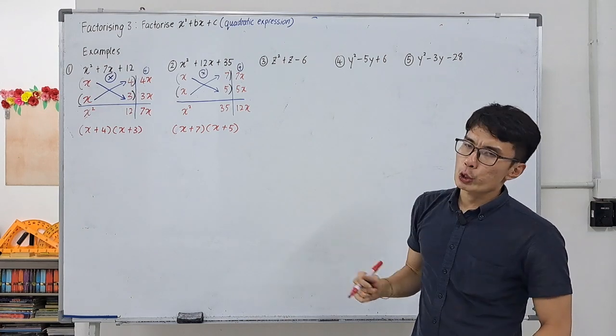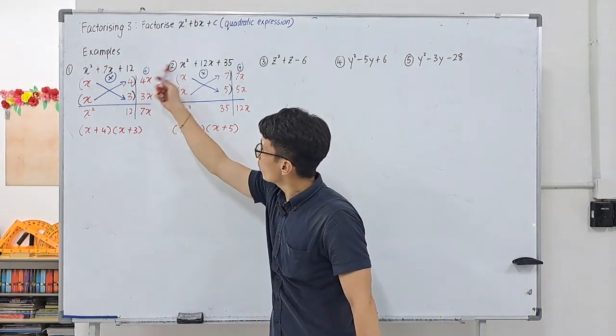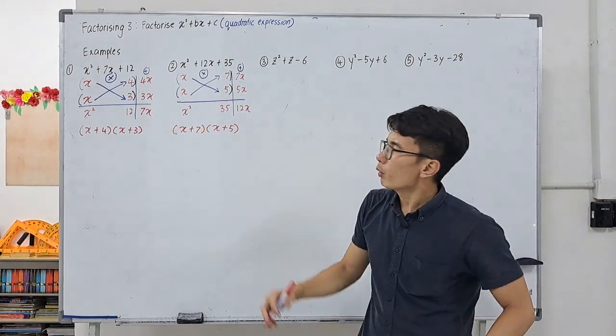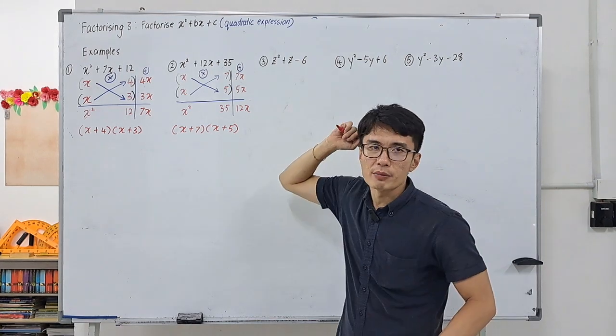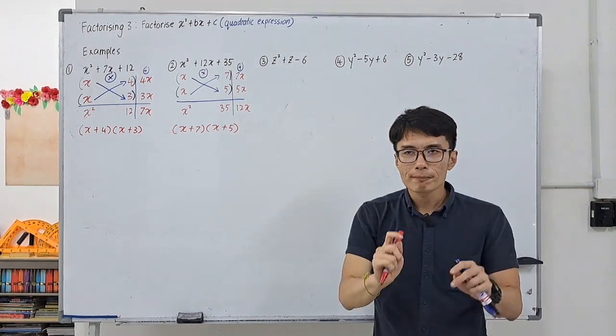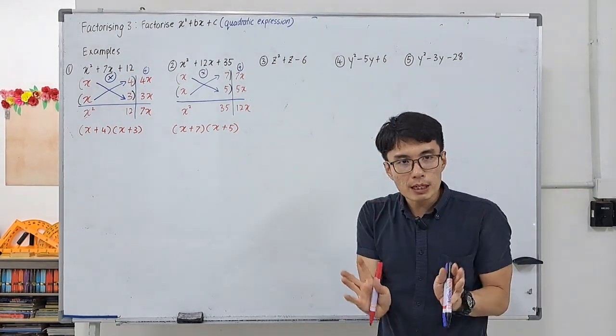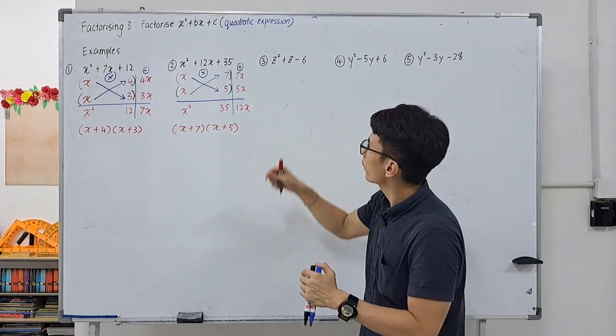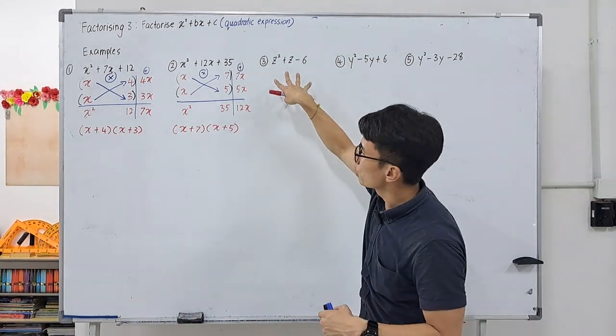Now, question 1 and question 2 are quite simple because we are dealing with all positive numbers. But what about if I have some negatives now? What can I do? Alright, so I'm going to show you. It's going to be the same steps, but you have to add something to it. Alright, now again, let's look at this.